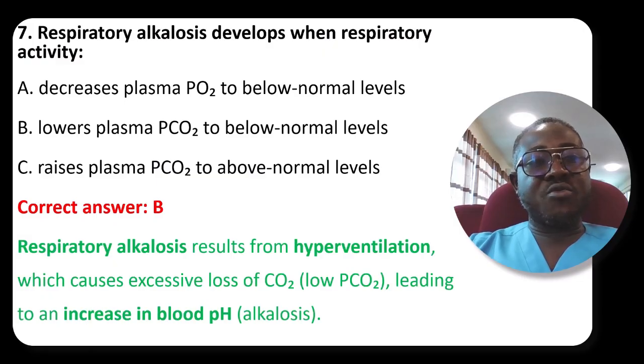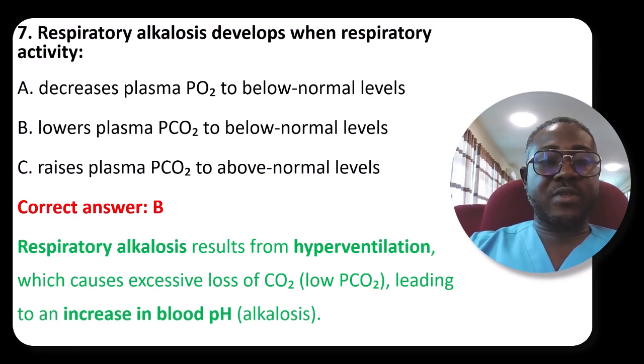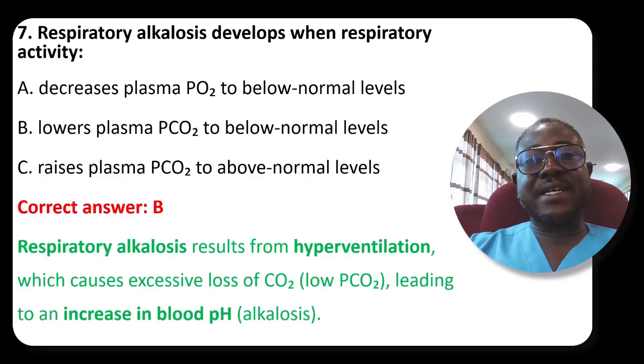So we say C raises plasma partial pressure of carbon dioxide to what? Normal levels. When the carbon dioxide becomes normal, it means the acid base is also what? Balance. So the correct answer here is what? B. Okay, we said carbon dioxide is acidic in what? Nature. So when it is low, then it means that the oxygen level is also what? High.